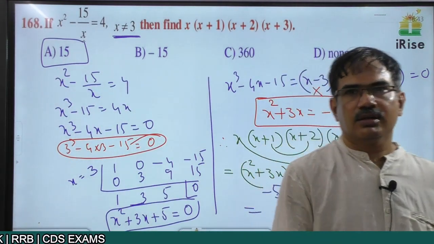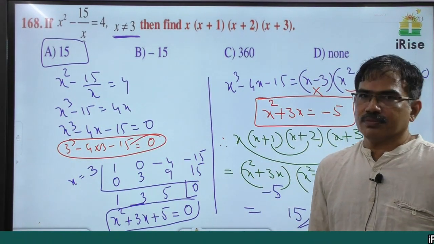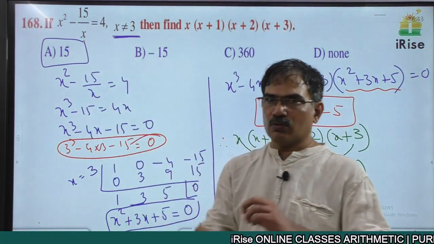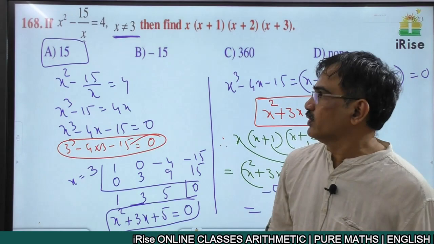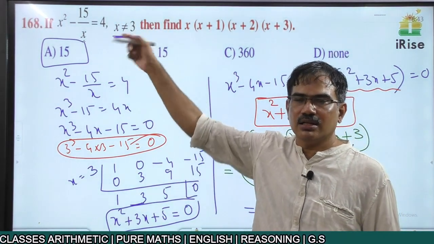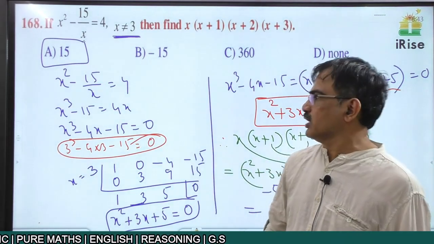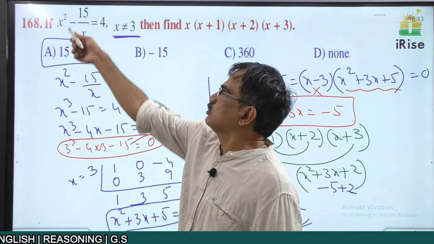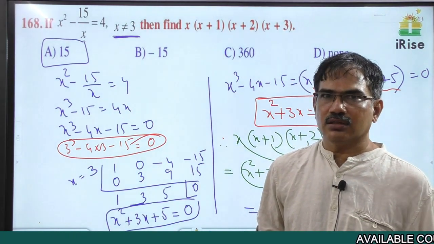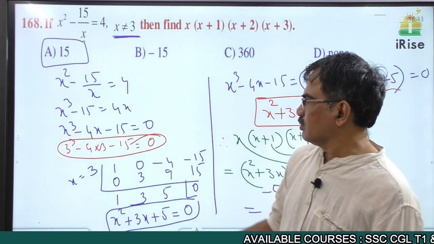It's a very logical question. Here a cubic equation is given. First we have to convert it into a product of two factors. Already x is not equal to 3 is given. This is the hint. If you put x is equal to 3, this is satisfied, which means there is one more factor. If x is not equal to 3, there is one more factor.